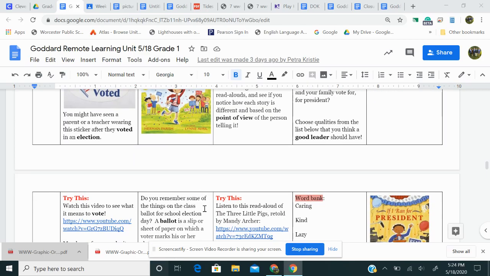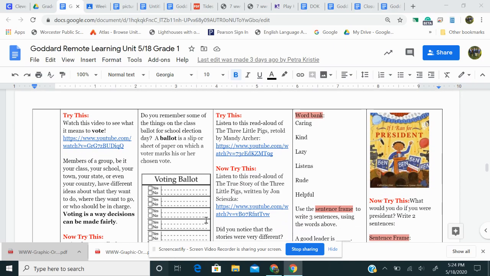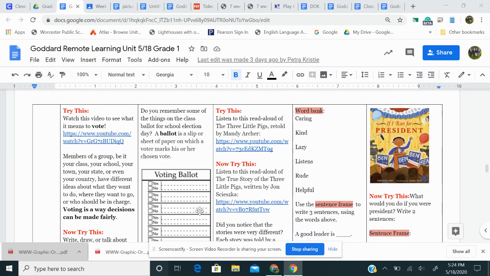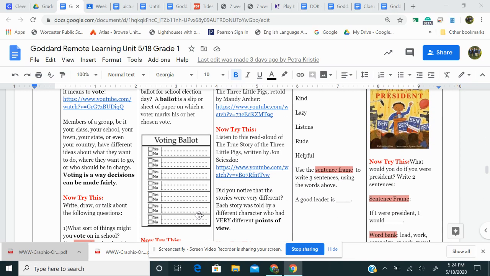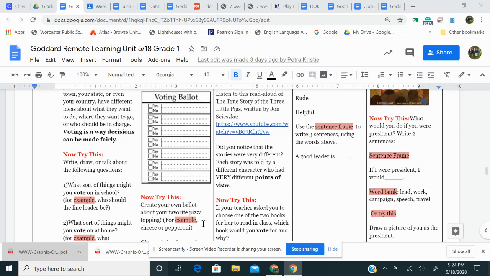Do you remember some of the things on the class ballot for school election day? A ballot is a slip or sheet of paper on which a voter marks his or her chosen vote. And here is an example of a voting ballot. Now try this. Create your own ballot about your favorite pizza topping. For example, cheese or pepperoni.